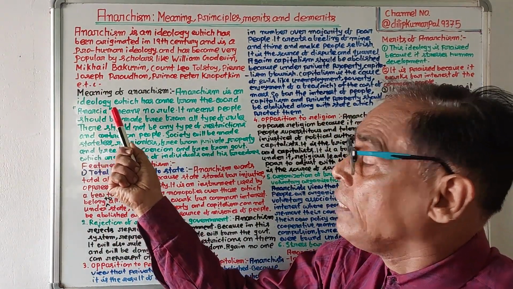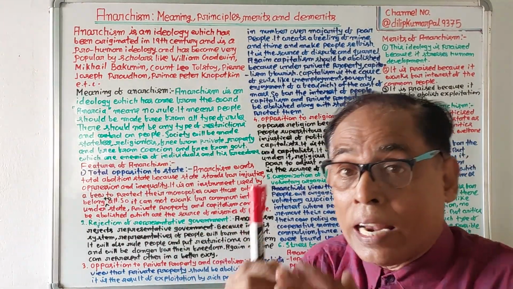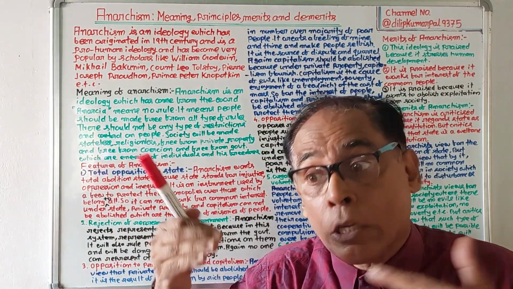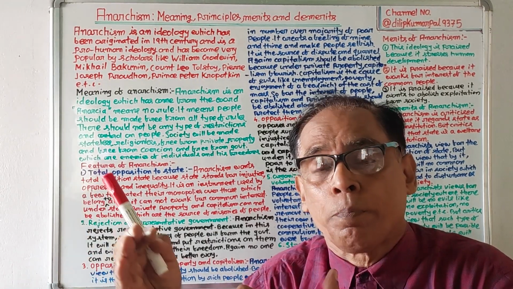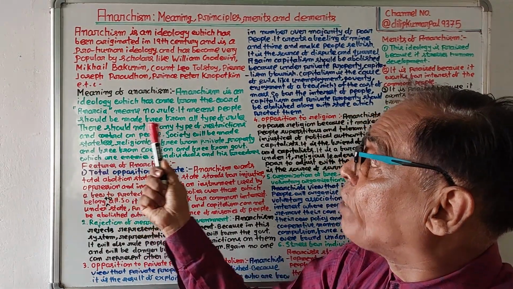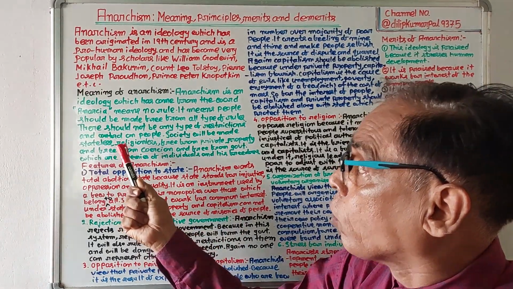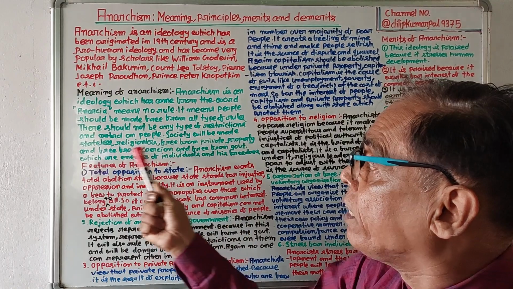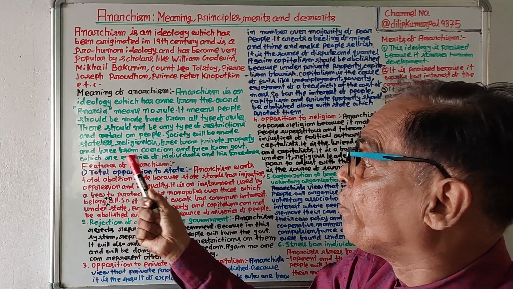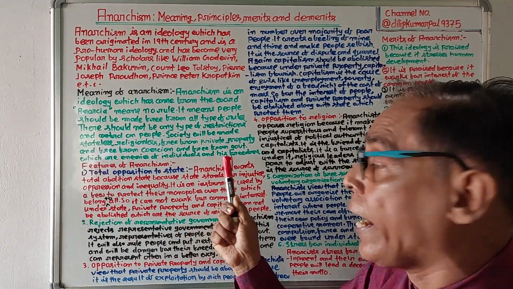Anarchism is an ideology which has come from the word anarchia, meaning no rule. There should not be any rule in society over people. People should be made free from all types of rules. There should not be any type of restrictions and control on people. Society will be made stateless, religionless, free from private property, free from coercion, and free from government, which are enemies of individuals and their freedoms.